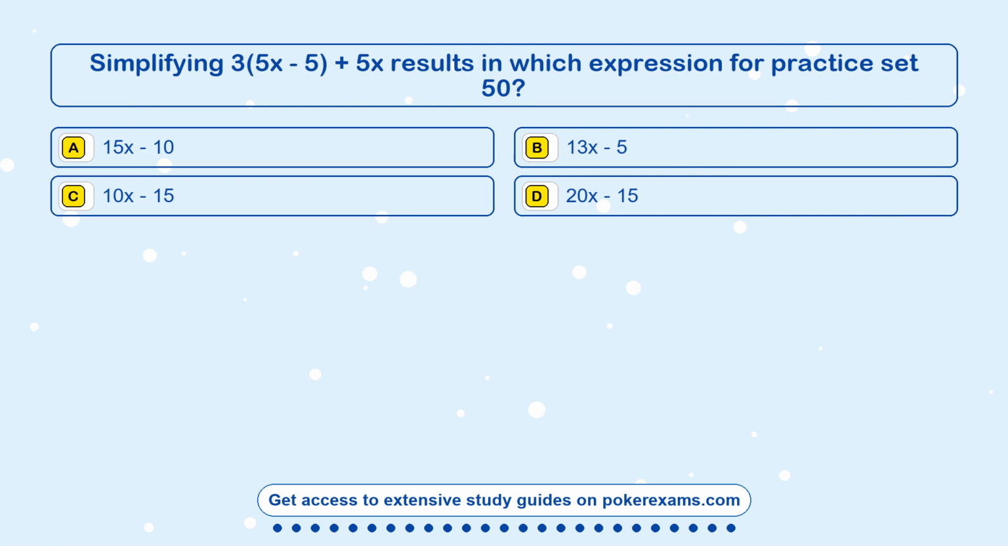Question 7. Simplifying 3(5x minus 5) plus 5x results in which expression for practice set 50? Option A 15x minus 10. Option B 13x minus 5. Option C 10x minus 15. Option D 20x minus 15.